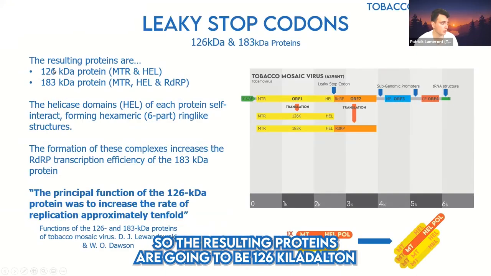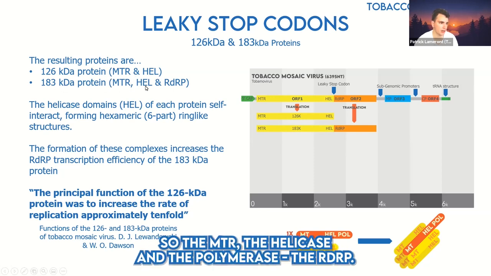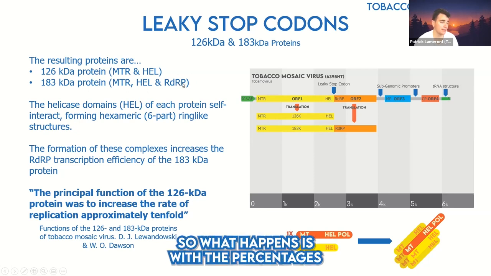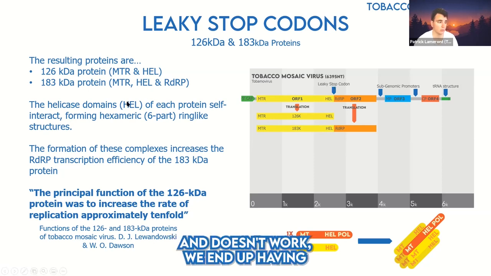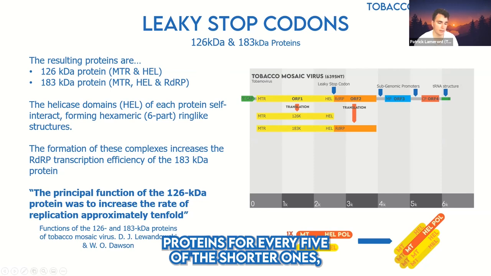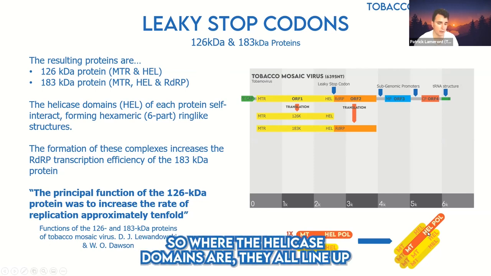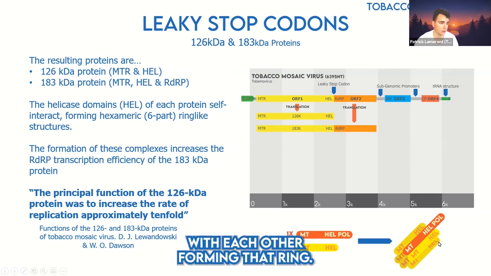So the resulting proteins are going to be the 126 kilodalton protein, the MTR and helicase, and then the 183 kilodalton protein, so the MTR, the helicase, and the polymerase RdRp. So with the percentages that this leaky stop codon works and doesn't work, we end up having one of these full length proteins for every 5 of the shorter ones. And then these actually form this hexameric ring, where the helicase domains all line up and associate with each other, forming that ring.